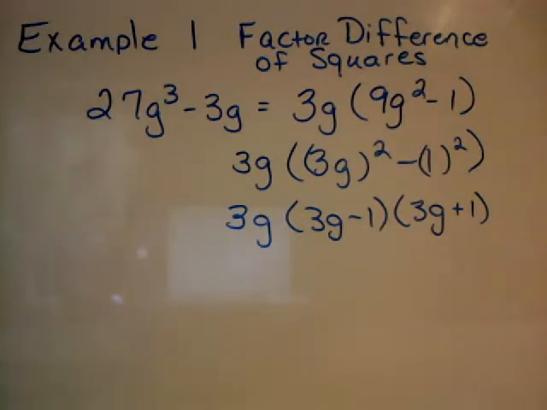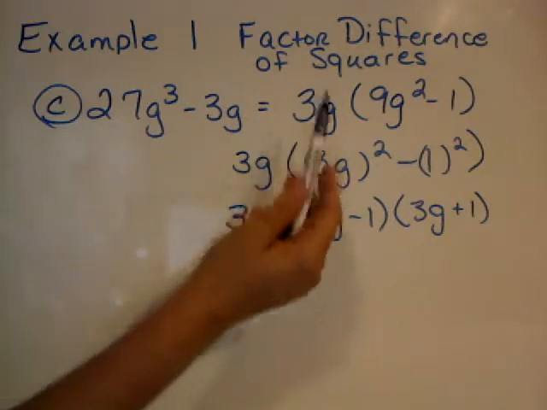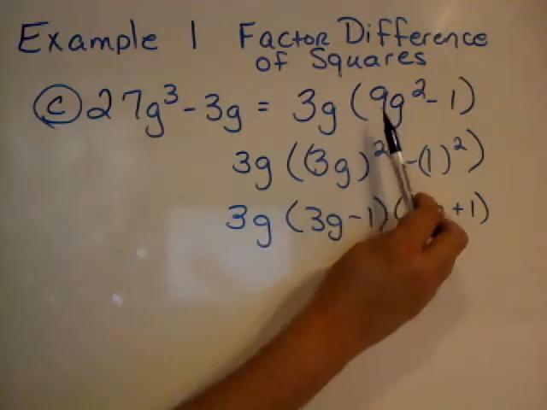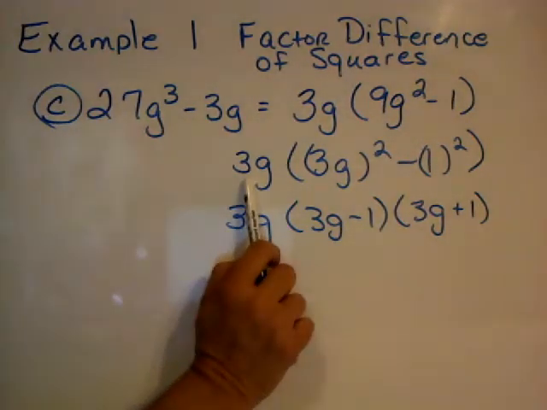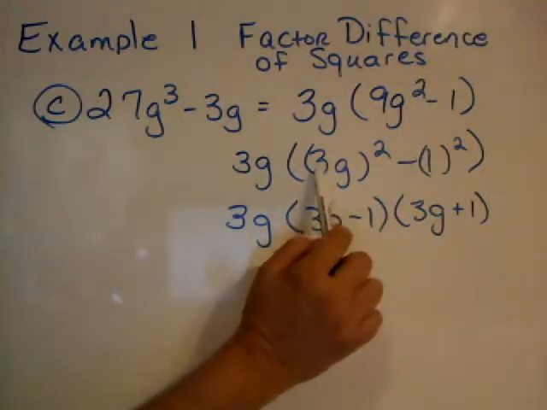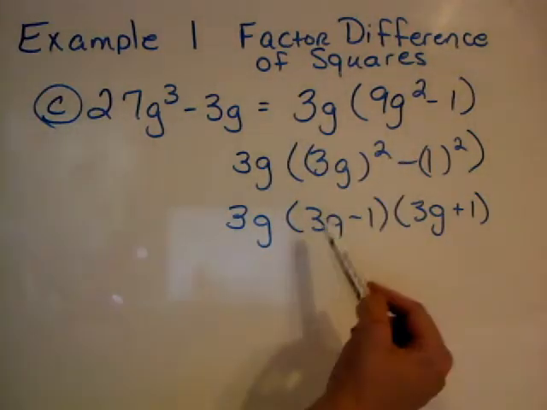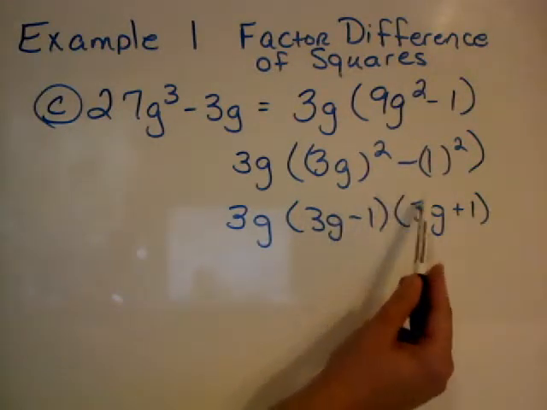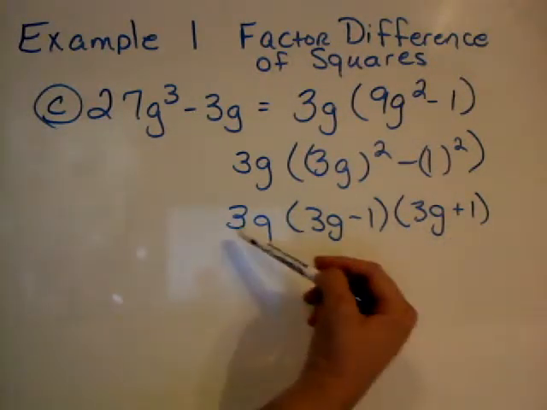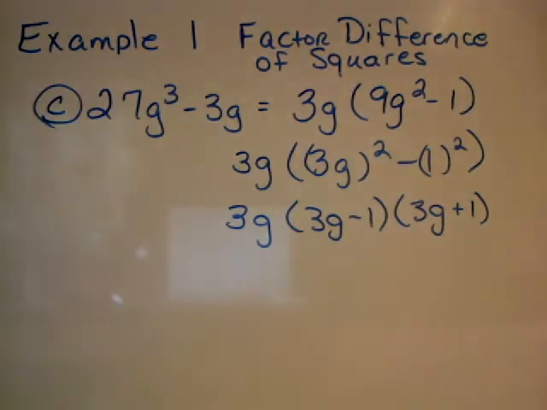Okay, let's look at another example. In this example, it says 27g cubed minus 3g. Now I can take the 3g out of this, leaving me with 9g squared minus 1. I still have my 3g that I took out. 9g squared is 3g squared minus 1 squared, and then I have the difference of squares: 3g minus 1, 3g plus 1, all multiplied by 3g. You use the foil method, multiply this out, and then multiply it by 3g. You would wind up with your original problem.